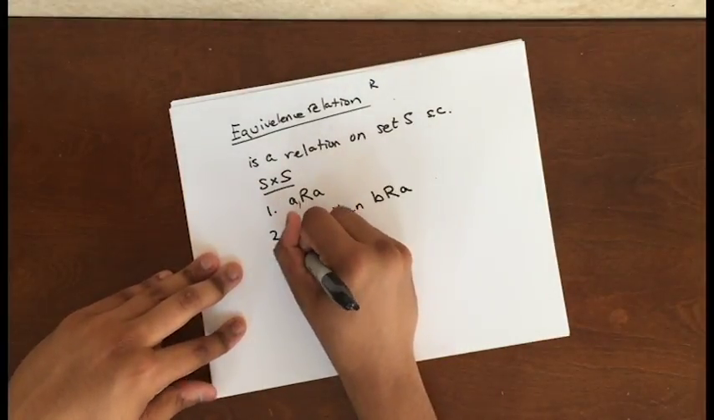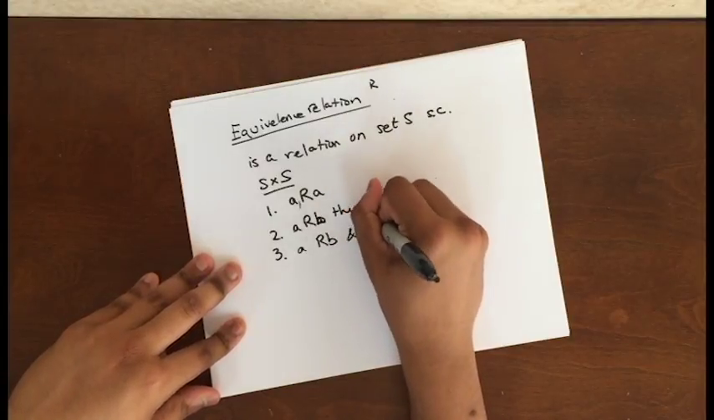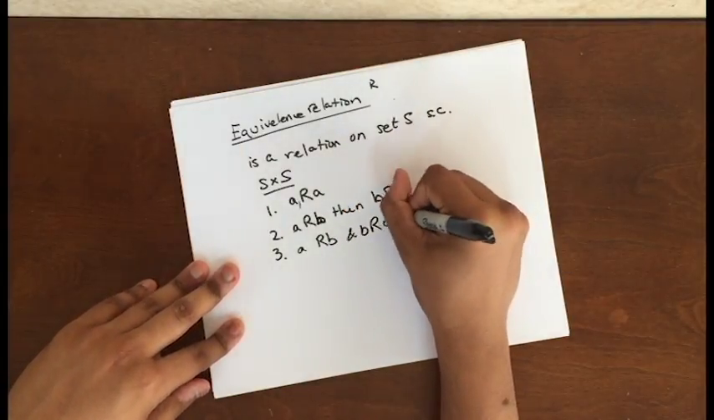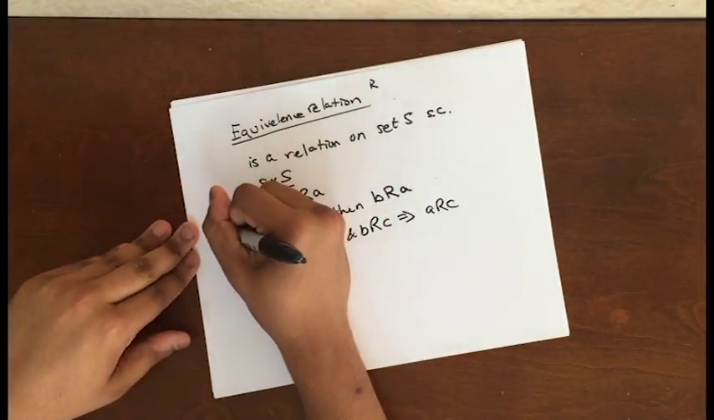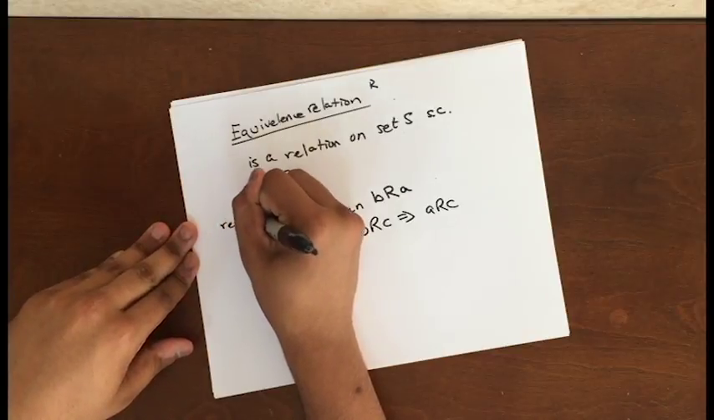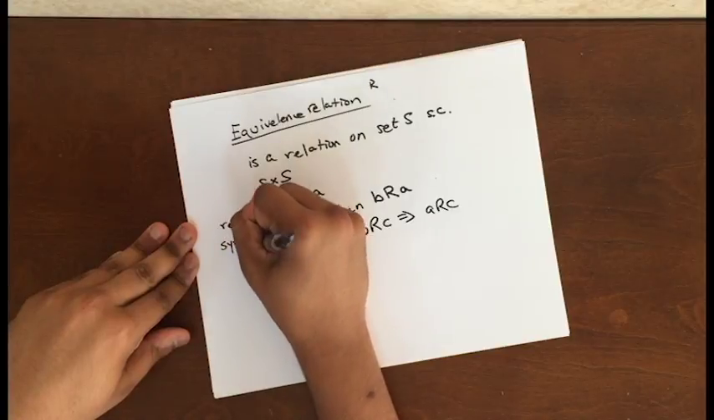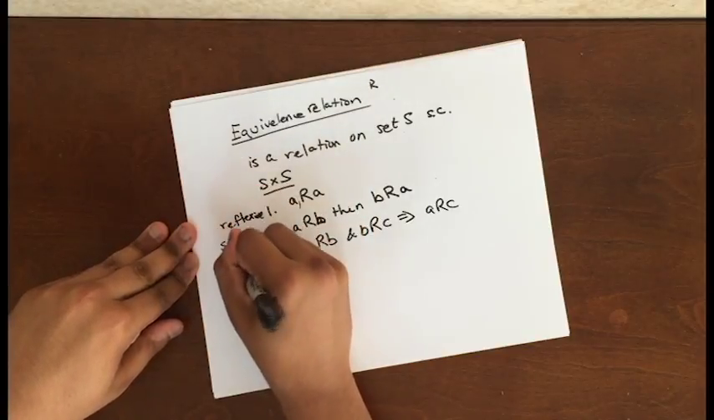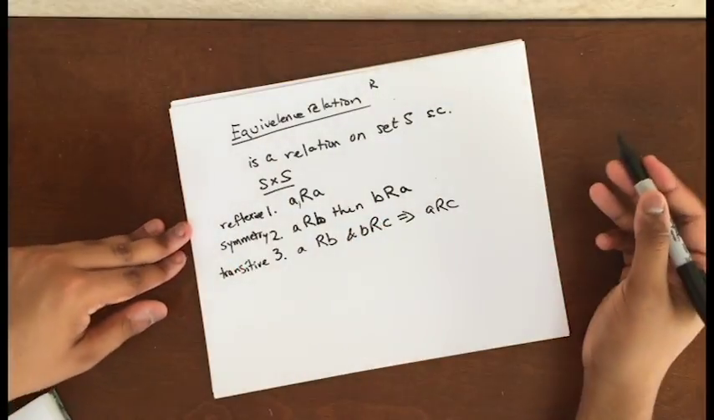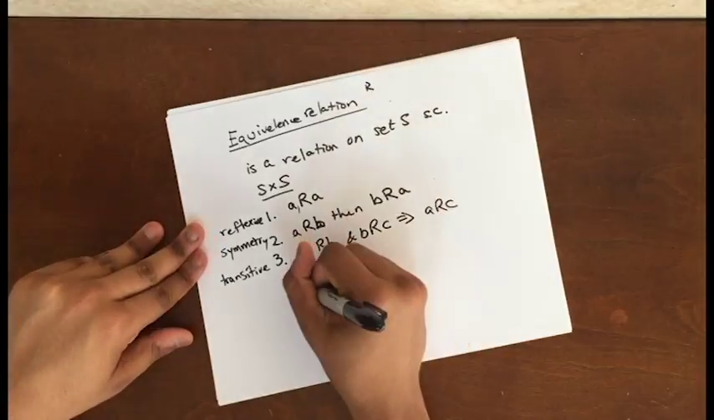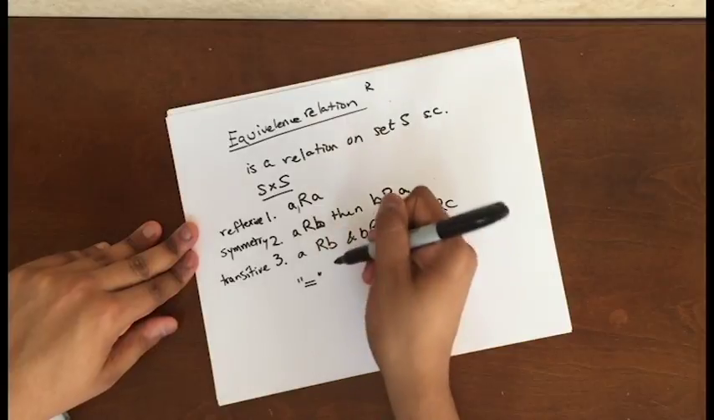3, if a R b and b R c, then a R c. And these are respectively known as the reflexive, the symmetric, and transitive properties. And you might be more familiar with this if I had put an equal sign, because that's essentially what this equal sign is.